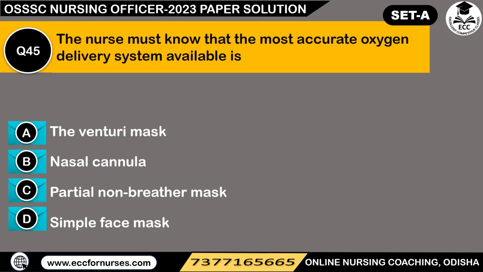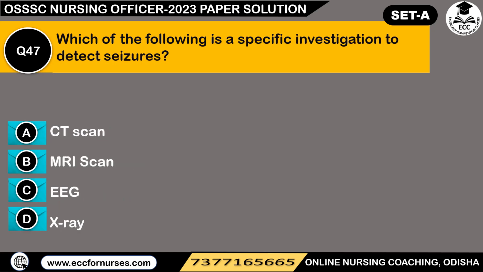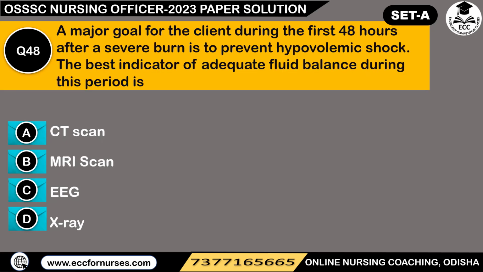Question number 45. The nurse must know that the most accurate oxygen delivery system available is option A, the Venturi mask. Question number 46. Which of the following condition is manifested by the increased intraocular pressure? Answer is option number D, glaucoma. Question number 47. Which of the following is a specific investigation to detect seizure? Answer is option C, EEG.